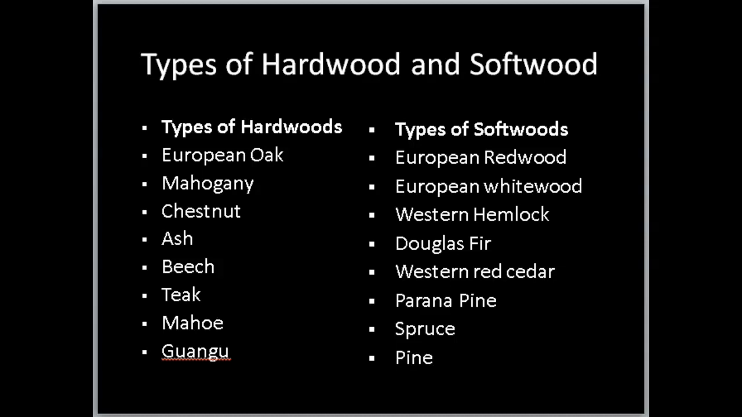Now there are a number of different types of hardwoods and softwoods. Some of these are indicated here, where types of hardwoods include European oak, mahogany, chestnut, ash, beech, teak, mahoe and guango. Types of softwoods include European redwood, European whitewood, Western hemlock, Douglas fir, Western red cedar, Parana pine, spruce, and pine in general.